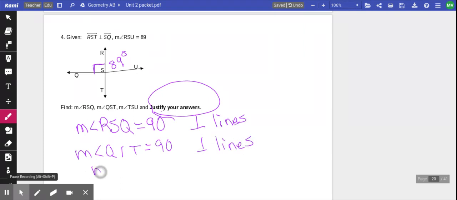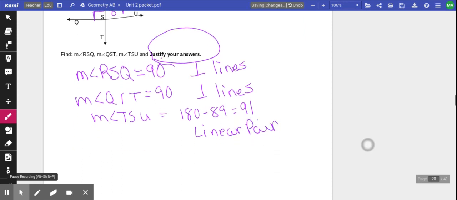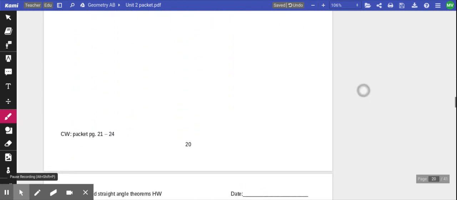Then to find the measure of angle TSU, for that one we've got to do a little work. So we're going to do 180 minus 89, and we're going to get 91, and you're going to say linear pair. And that's really all there is to justifying our work. So again, tomorrow in class, we'll continue on with the classwork problems.